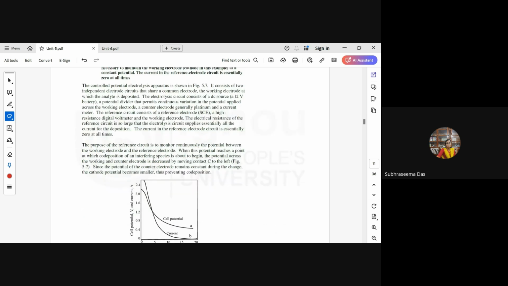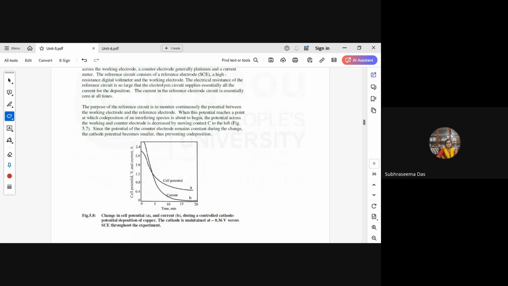The purpose of the reference circuit is to monitor the potential between the working electrode and the reference electrode. When this potential reaches a point at which the co-deposition or interference is about to begin, the potential moves from one point to the other, and since the potential remains constant during this change, the cathode potential becomes smaller.